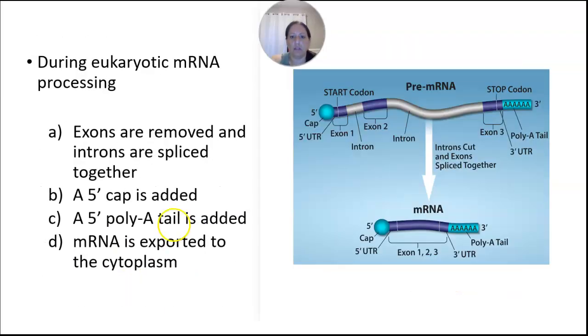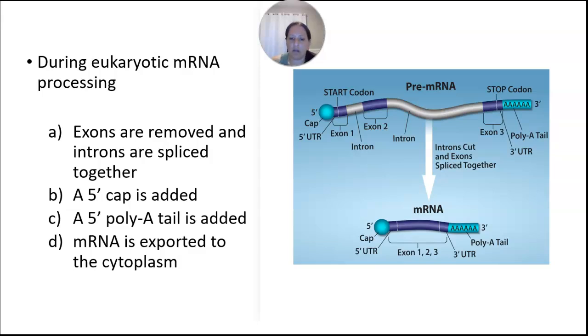Okay, this is about RNA processing. So it says during eukaryotic mRNA processing, remember, mRNA processing only occurs in eukaryotes, not in prokaryotes. So in prokaryotes, RNA is made and it's read. There's nothing that happens in between. In eukaryotes, you have a pre-mRNA that then gets processed, and you end up with an mRNA that will get exported from the nucleus and read by a ribosome in the cytoplasm. Okay, so let's see which one is true. Okay, so it would be B.